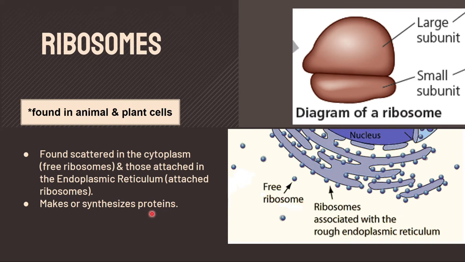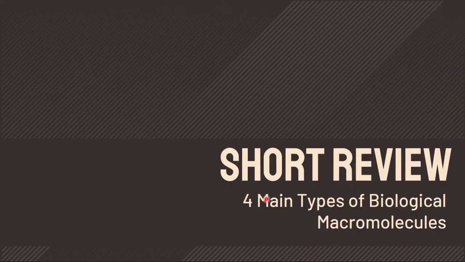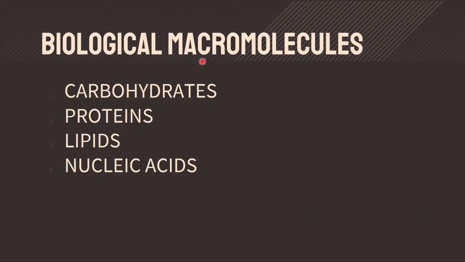So let us have a review about the four main types, or four main classes, of biological macromolecules. So what are biological macromolecules? These are the macromolecules that make up an organism's body. The biological macromolecules that make up an organism's body are classified into four main types or classes.